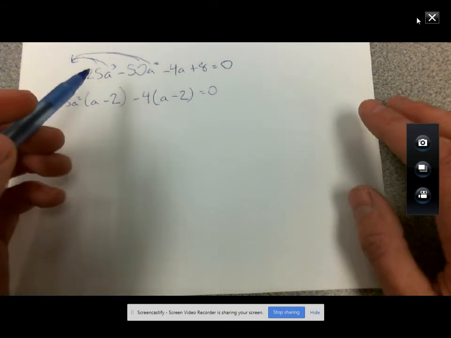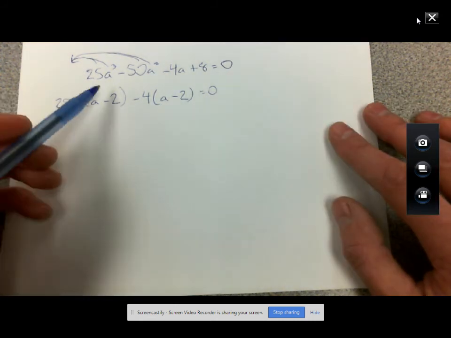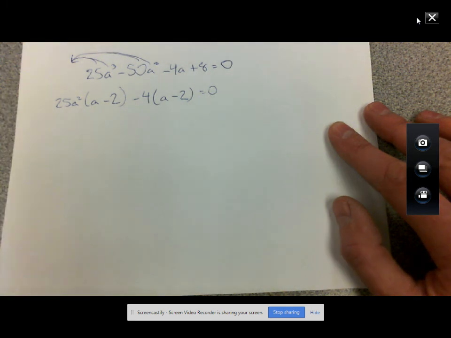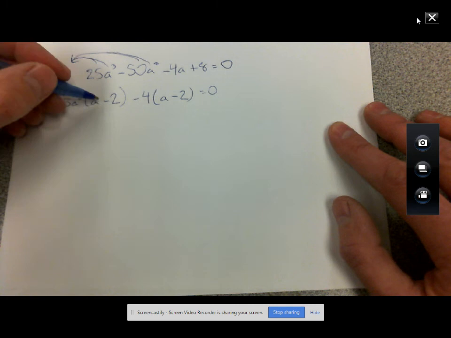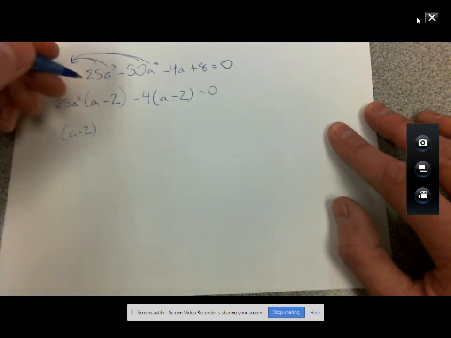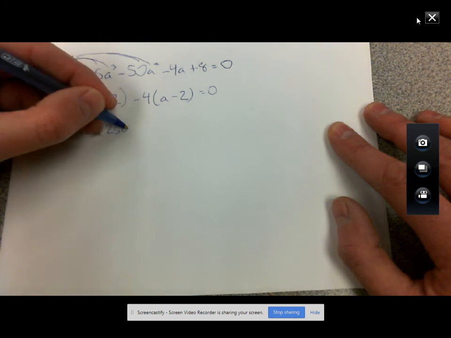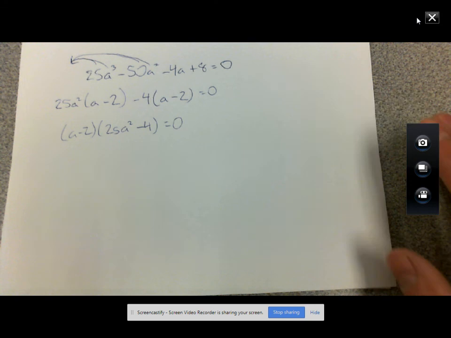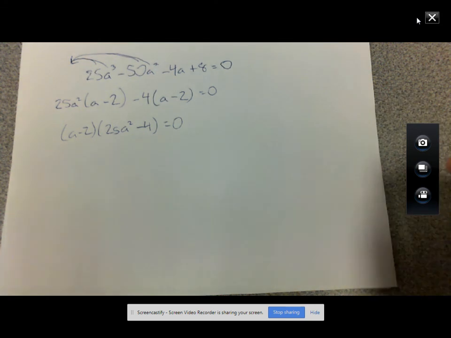I've got two terms here. I'm going to try and factor out this common factor of a minus 2. The other way to think about it is I'm putting the a minus 2's together, and I'm taking what's left over, and I'm grouping those together. And again, that's not really what's going on, but that's how it appears. From there, I can have one solution.